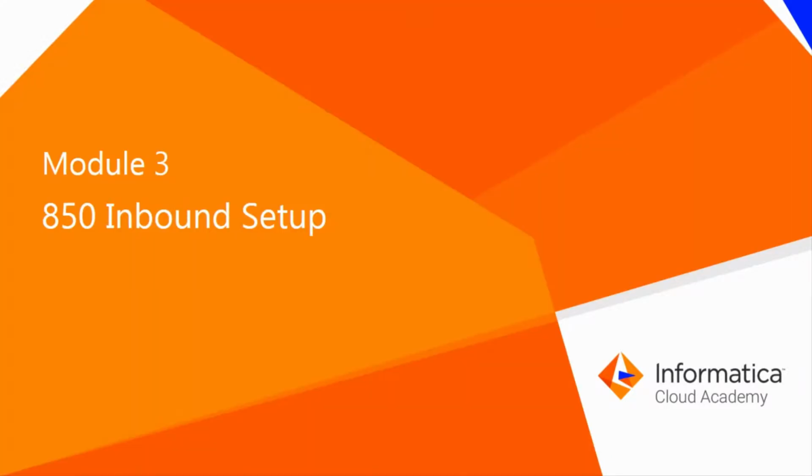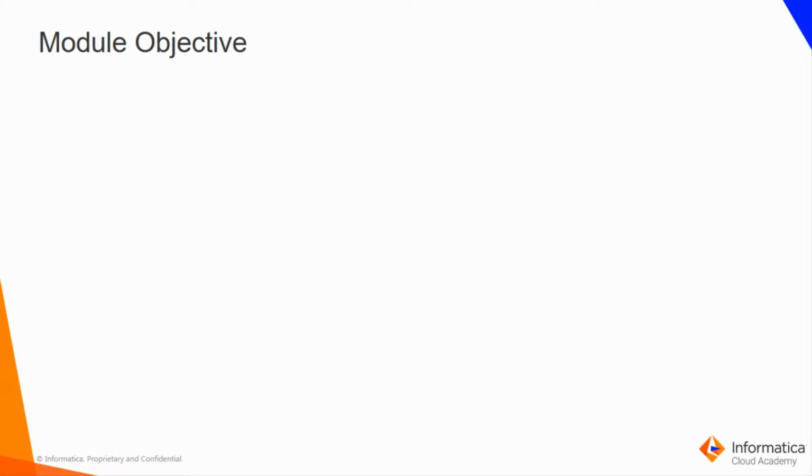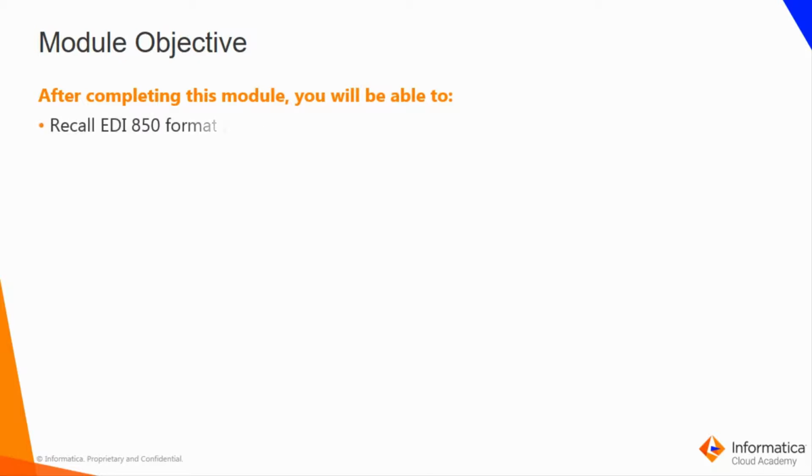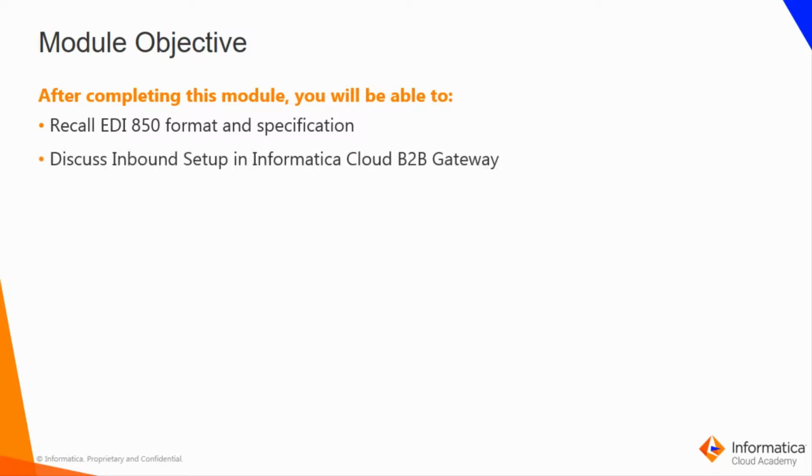In this module, we will discuss 850 inbound setup in Informatica Cloud B2B Gateway. After completing this module, you will be able to recall EDI 850 format and specification, discuss inbound setup in Informatica Cloud B2B Gateway, and create a mapping in ICS for inbound setup.